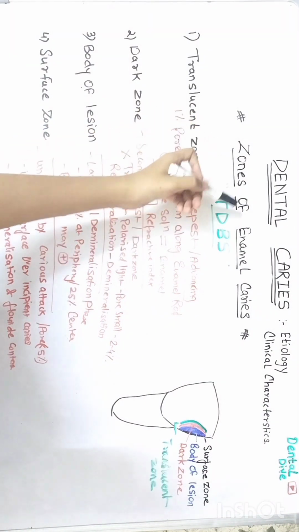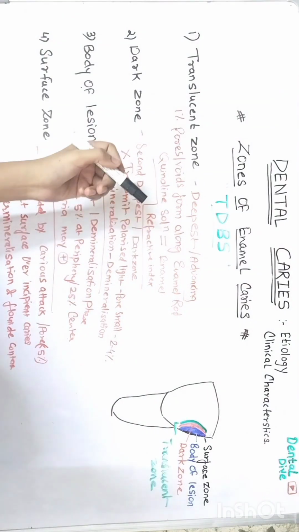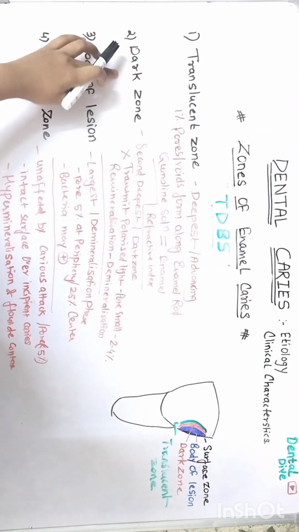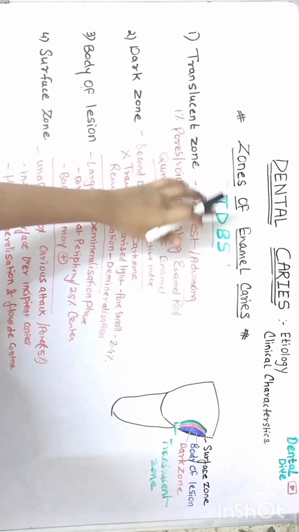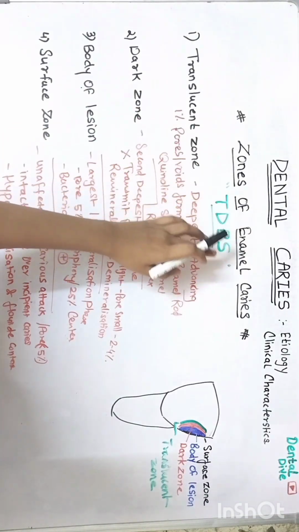Now about zones of enamel caries. There are 4 zones: translucent zone, dark zone, body of lesion, and surface zones. You can remember it as TDBS, trained dentist better stipend.